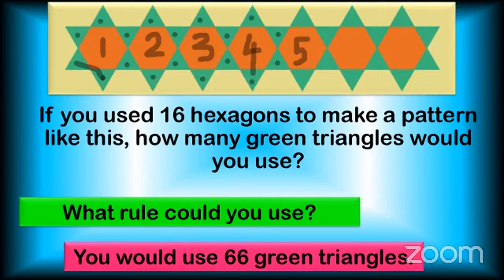We're using what is given. We're using what we would have observed from the relationship between the hexagon and the triangles. Rules are created using relationships. All right, so let me see what others are saying here.